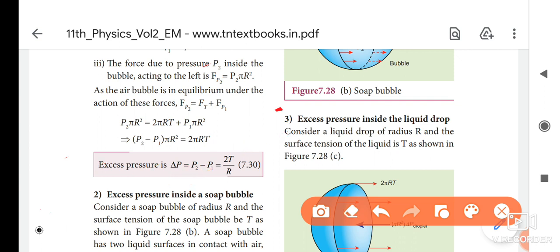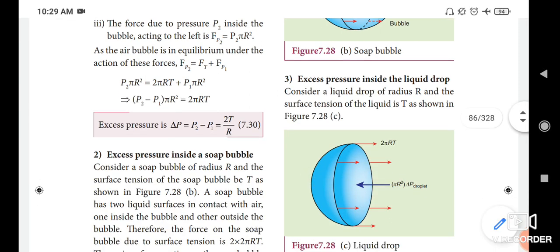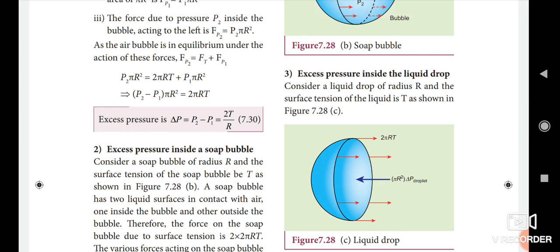Have you all understood? So this is this step. Here we apply the values for these three forces. Then I take this P1 to this side, so the plus changes to minus. In the next step I take pi r squared common. So what is the remaining thing? P2 minus P1 times pi r squared is equal to 2 pi rT.